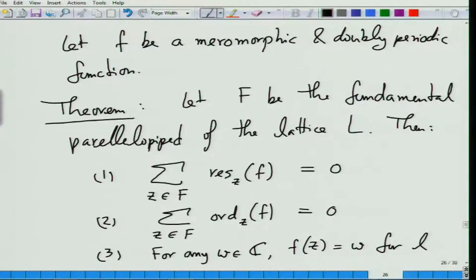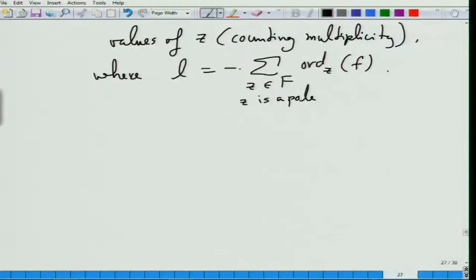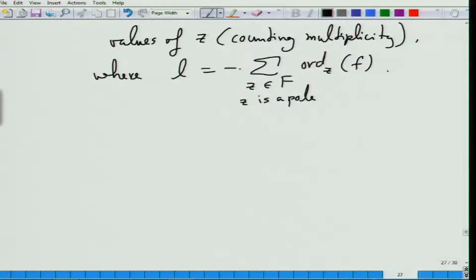Not only is it a surjective map, it has the interesting property that given any value w on the complex plane, f takes the value w for exactly l values of z, counting multiplicities. This is another way of saying that f(z) minus w has zeros of total order l. It is not necessary that there are l distinct values of z taking the value w, because for one particular value of z the order of the zero may be higher.